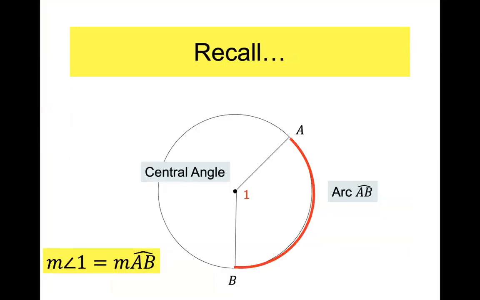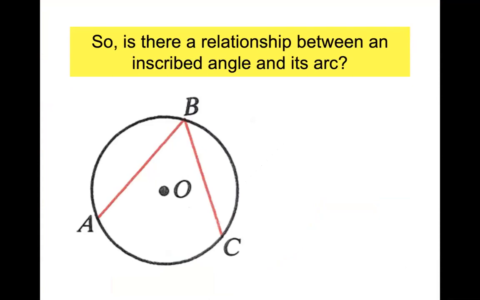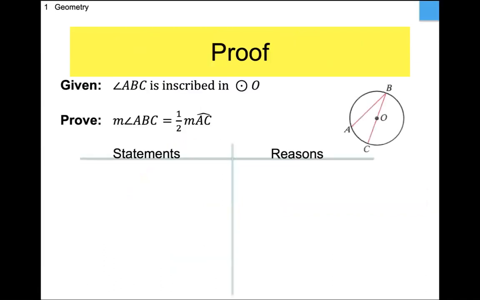Recall, once again, the relationship between central angle and arc are one and the same in degrees. Angle 1 is equal to arc AB. Not the same for inscribed angles. So it's kind of hard to get an idea from this picture, but what would be the relationship between the inscribed angle ABC and arc AC? What would go right there in the middle? Okay, so let's do a proof and figure it out.